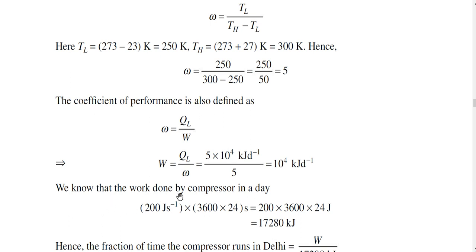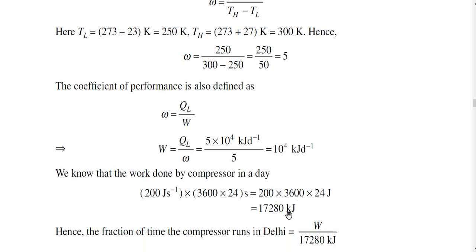Now as the wattage of the compressor is 200 watt, so if the compressor runs all the time, throughout the day, then how much work will be done? We can calculate that. So 200 watt means 200 joule per second. So per second 200 joule work is done. But 1 day means 24 hours into 3600 second. So in a particular day, work done by the compressor is this one. This is the work done by the compressor.